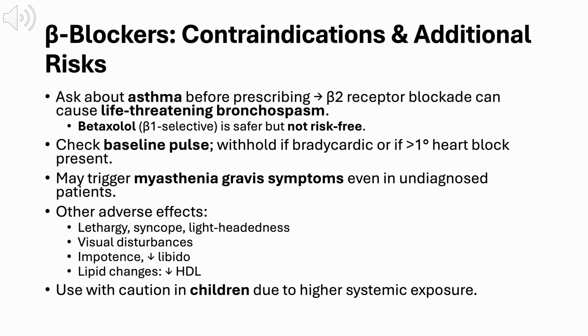Before prescribing beta blockers, always ask about asthma, since blocking beta-2 receptors can cause life-threatening bronchospasm. The beta-1 selective option, betaxolol, is somewhat safer, but it's not completely risk-free. Check the patient's baseline pulse and avoid treatment if the heart rate is too low or if there's more than first-degree heart block. Beta blockers can also trigger symptoms of myasthenia gravis, even in patients who were previously undiagnosed.